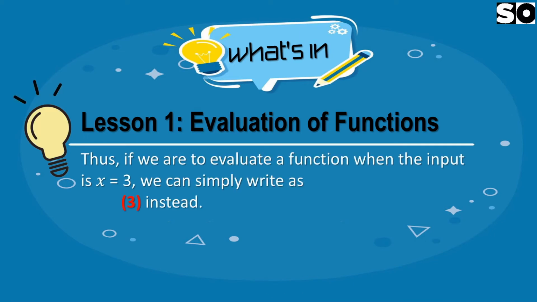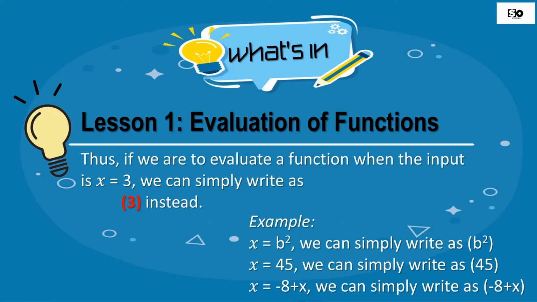Thus, if we are to evaluate a function when the input is x equals 3, we can simply write 3 instead. Example, x equals b squared, we can simply write parentheses of b squared. x equals 45, we can simply write parentheses of 45. x equals negative 8 plus x, we can simply write parentheses of negative 8 plus x.